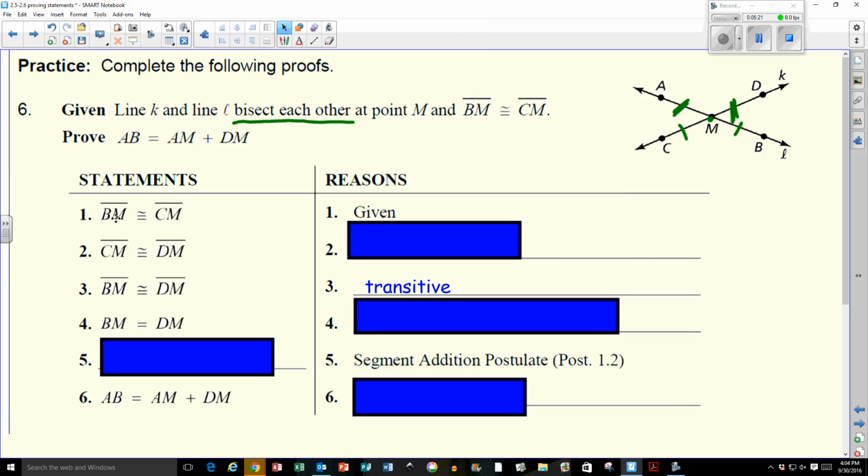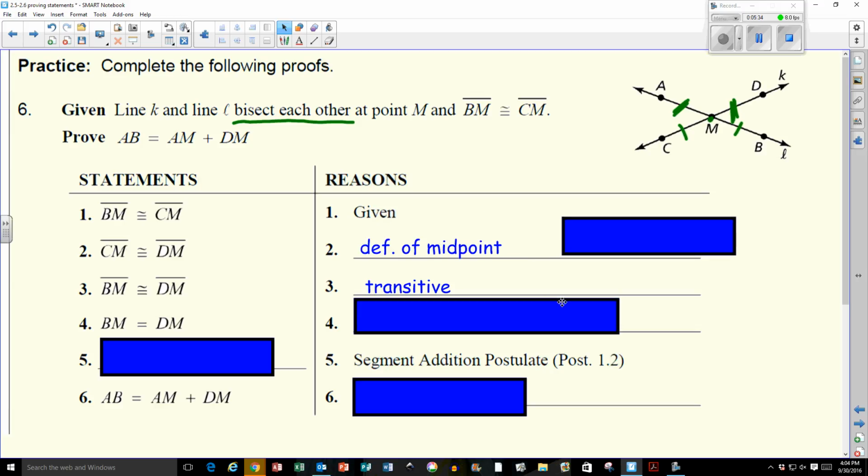So first things first, write down what's given. BM is congruent to CM. Well, I know that CM, I know this piece is congruent to DM because that's a midpoint. So that would be definition of a midpoint.